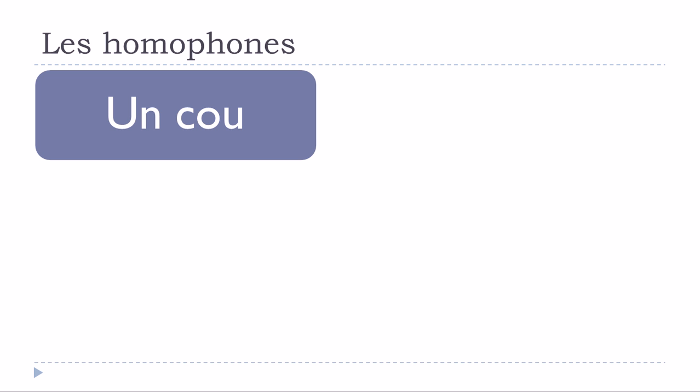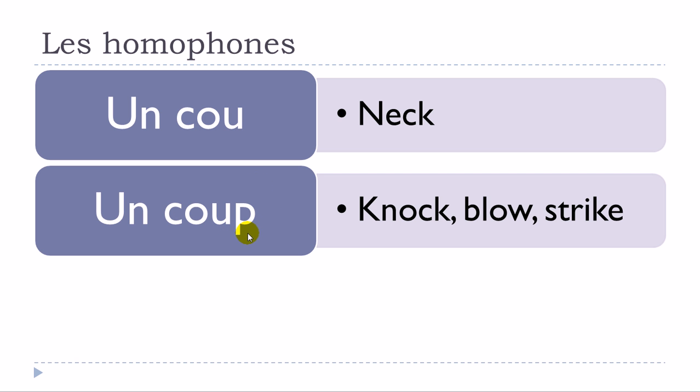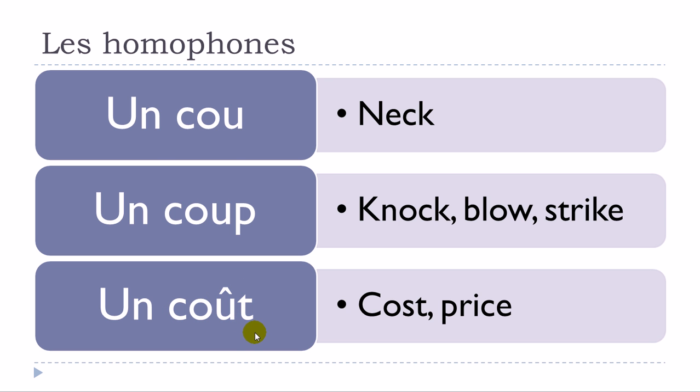Un coup. And then un coup. All right, so you can see that you get this final P here, but then you don't pronounce it. And last, un coût. Okay, remember, accent circonflexe, you don't pronounce it. Final T, same thing, you don't pronounce it. So un coup, and then un coût, the same pronunciation.